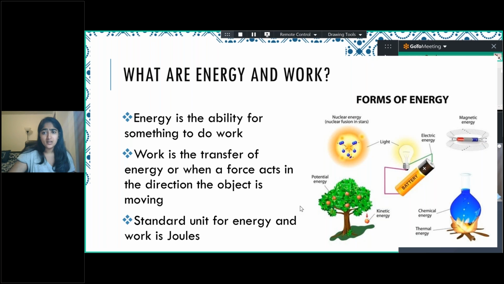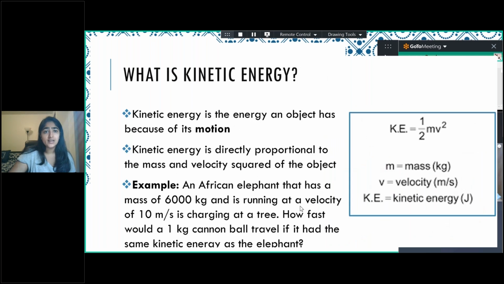I will move on to the next slide, where we're going to talk about what is kinetic energy. Kinetic energy is basically energy that is due to an object's motion. Since it's due to an object's motion, it is associated with the object's mass, and not just the velocity, but the velocity squared of the object. So basically, when something is moving, it has kinetic energy.